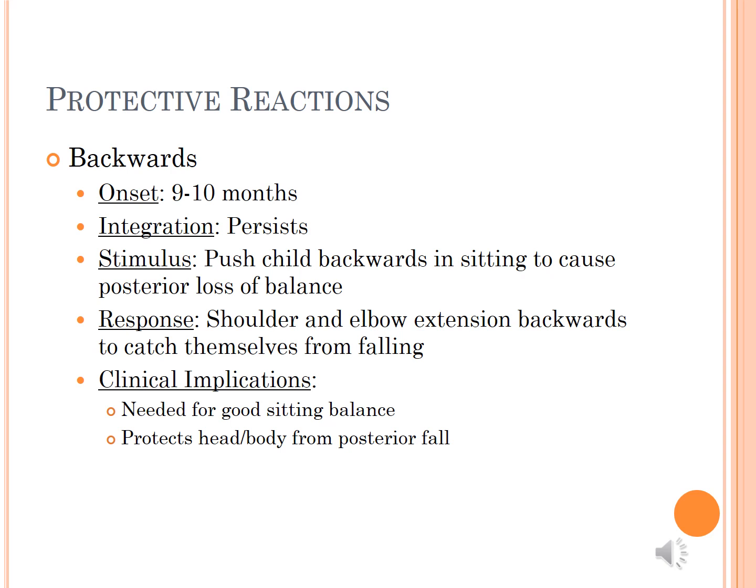All right, so the backwards protective reaction is the last one to come along, and its onset is about 9 to 10 months of age, and again, persists onward into adult life. This one, if you're sitting behind the child, I usually bring my hands around to the front of their shoulders and pull back. Or if you're sitting in front of them, you can push them back, but I usually like to sit behind them so that I can catch them just in case they haven't developed this reaction yet.